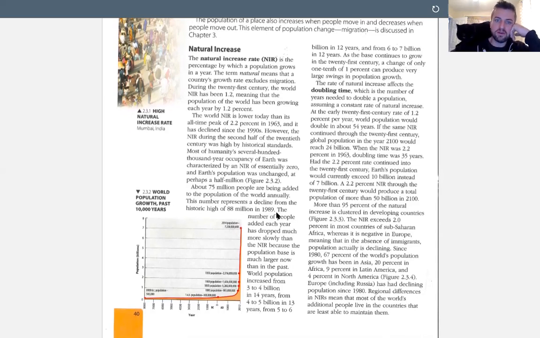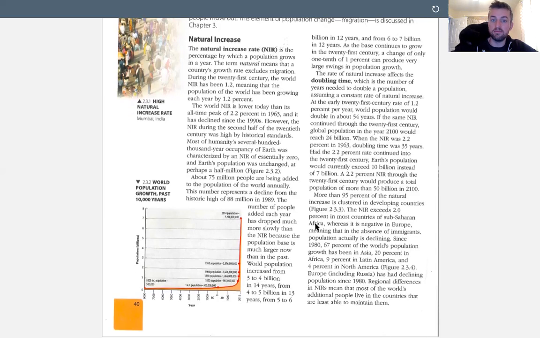About 75 million people are being added to the population of the world annually. This number represents a decline from the historic high of 88 million in 1989. The number of people added each year has dropped much more slowly than the natural increase rate because the population base is much larger now than in the past.